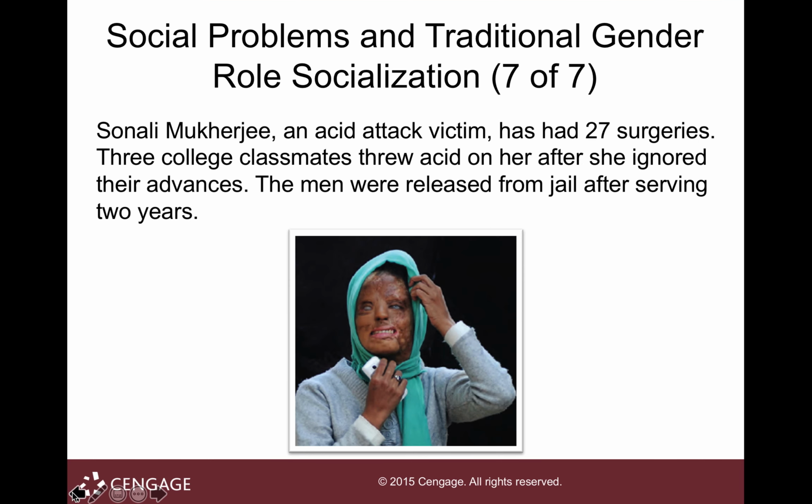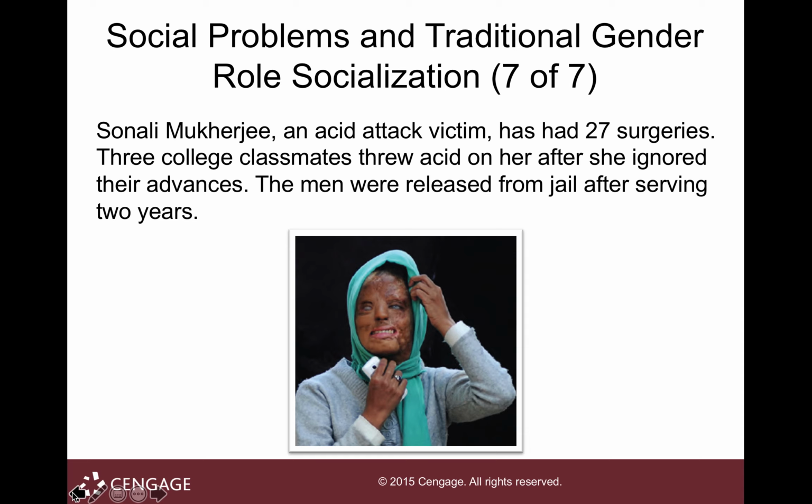Let's go back to that. This is the story of Sonali. I can't pronounce her last name. She was attacked with acid and has had 27 surgeries. Three college classmates threw acid on her after she ignored their advances. The men were released from jail after serving 2 years.